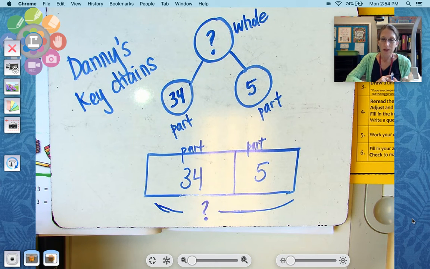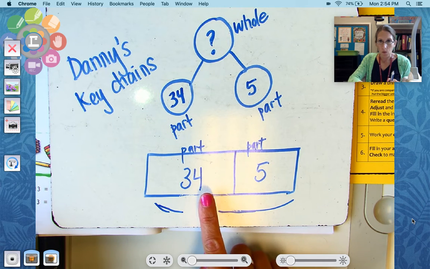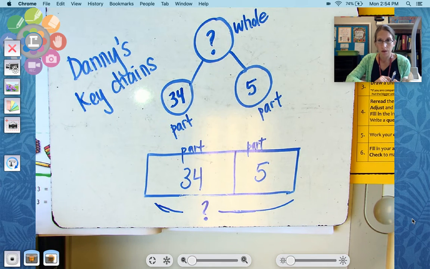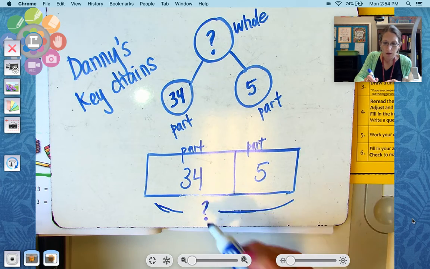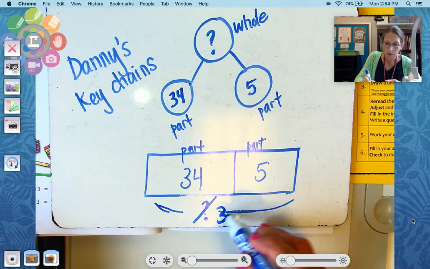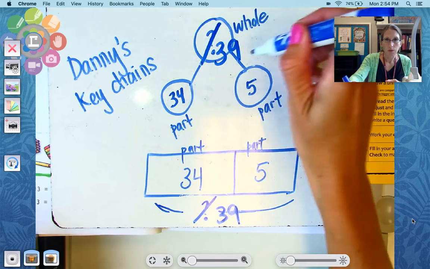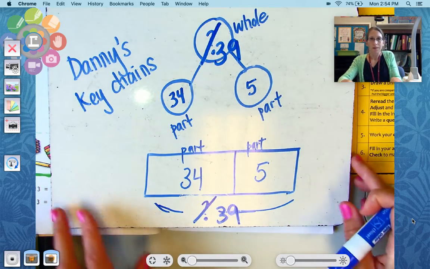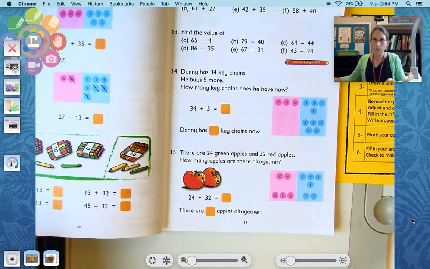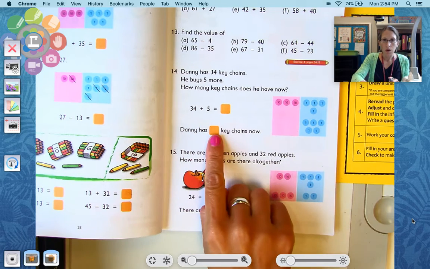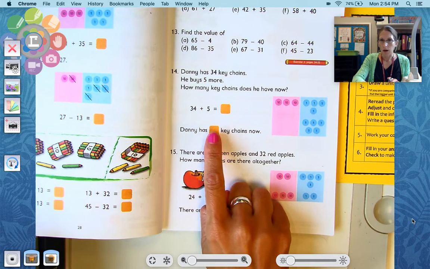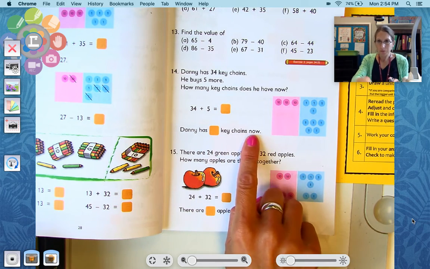And if we do that, we can see that we need to add. So 34 plus 5 makes 39. So we can cross off our question mark. We can write our answer. We can do it in our number bond or our unit bar. And then, now if we were actually writing this down, we would write it down on our answer sentence. Danny has 39 keychains now.